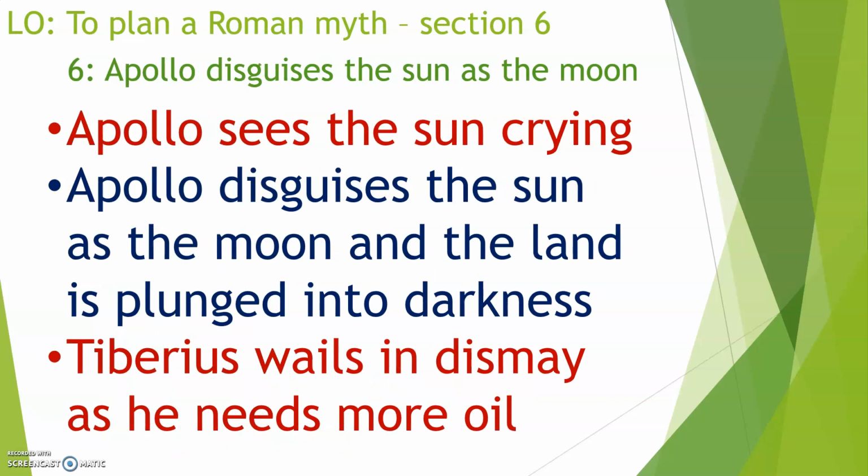In this one, Apollo disguises the sun as the moon. So Apollo sees the sun crying. Apollo disguises the sun as the moon, and the land is plunged into darkness. Tiberius wails in dismay as he needs more oil. Now, if you remember from the original one, this is where the character goes off to find a slave trader to sell his daughter. Neptune comes along and helps out his daughter by turning her into a fisherman. And he comes along and he's absolutely wailing in dismay because he's so hungry.